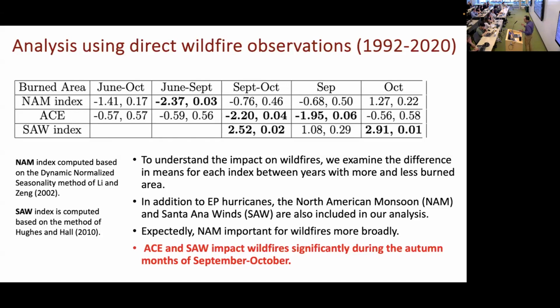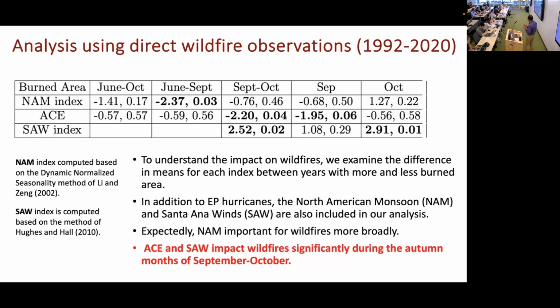So when you look at the entire warm season of June to October, what you'll notice is none of these parameters are important. However, when you look at June to September, the North American monsoon becomes important because those are the months during which you receive much of the precipitation from the monsoon. However, now when you look at the later season months of September and October, suddenly you'll notice that both the hurricanes and the Santa Ana winds become very important. So years with more hurricanes have less wildfires based on the negative effect. And whenever you have stronger Santa Ana winds, you have more wildfires.